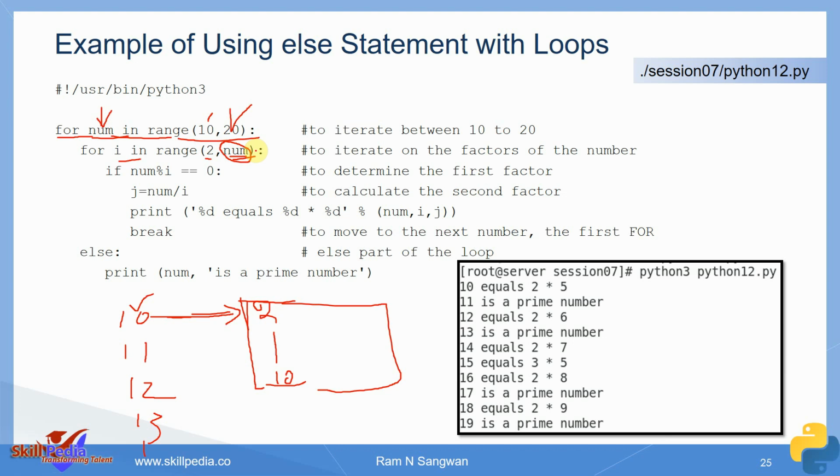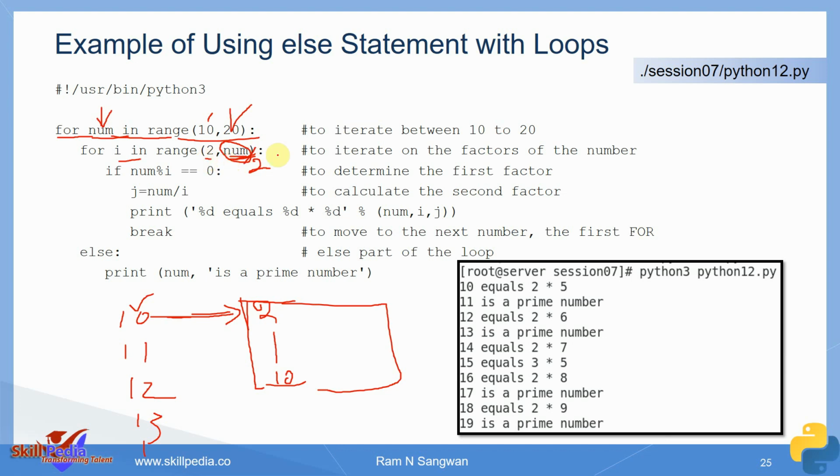Like 10 can never be divisible by any number greater than 5. 100 cannot be divisible by any number greater than 50, correct? So this inner loop can be half of it. You can safely do it num divided by 2. You got it? That will be fine tuning of the loop. Obviously you can do that, but we are trying on the safer side.